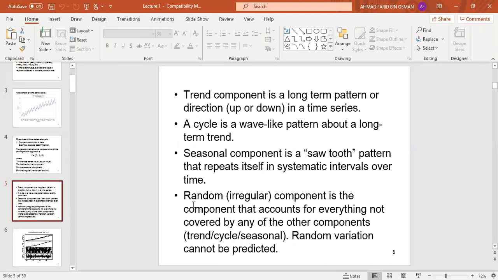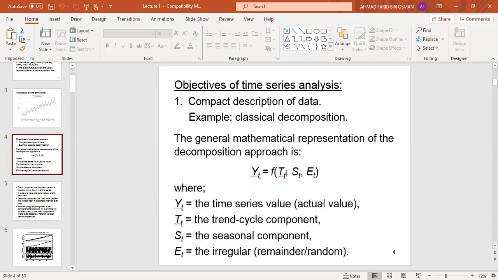The third component is the random or irregular component, which accounts for everything not covered by any of the other components, the three components before: trend, cycle, and seasonal. Random variation cannot be predicted. Basically, using time series techniques, for example, the classical decomposition that I mentioned before, allows us to decompose the observed series into the subcomponents.